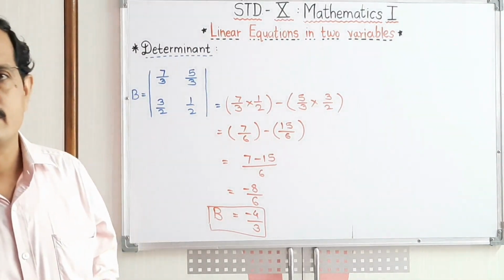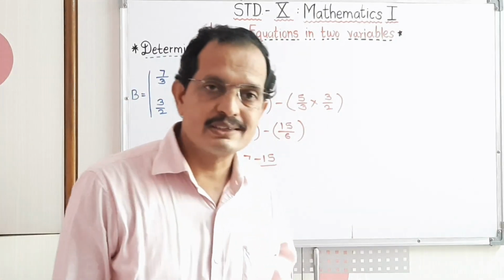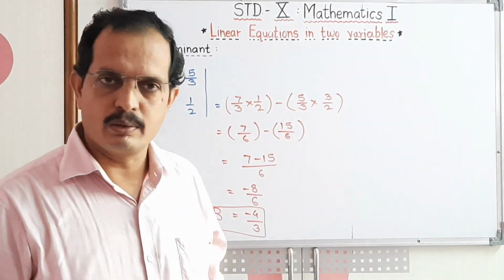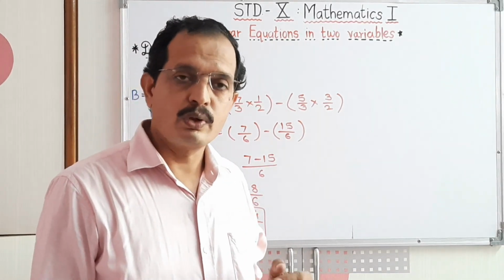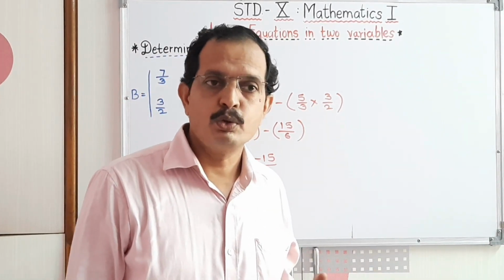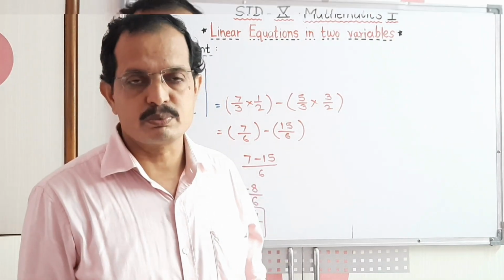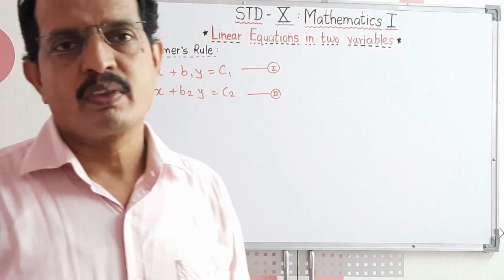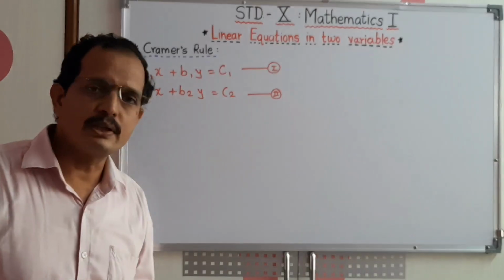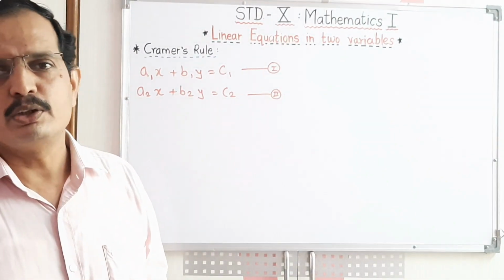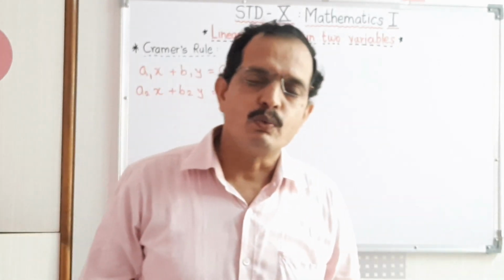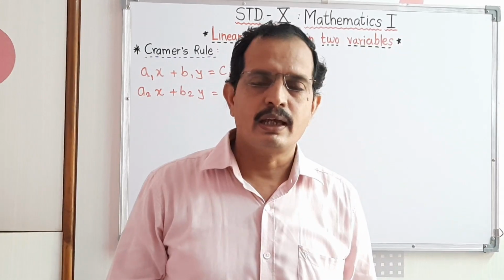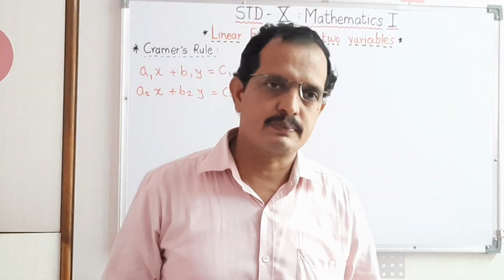I think everyone understood what a determinant is and how to find out its value. Now how can we use this determinant to solve simultaneous equations? Let's start with Cramer's rule. This method is also known as the determinant method. By using determinants, we can solve simultaneous equations easily and in less space.